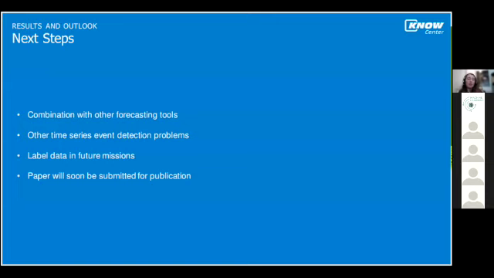And so the outlook, or the next steps that we'll take, will be we want to combine this tool with other forecasting tools, for example, the ones that will be presented later on by my colleagues. We could also apply our time series event detection to other problems that are similar to that. As already mentioned, there are many more problems that are similar within the Europlanet, or maybe you too have problems that this might be applicable to. Thinking about the amount of data which will possibly exist in the future, we could use the pipeline to label data in future missions. And as Ute already mentioned, we're happy that the paper will soon be submitted for publication, and this is already quite in its final stage.